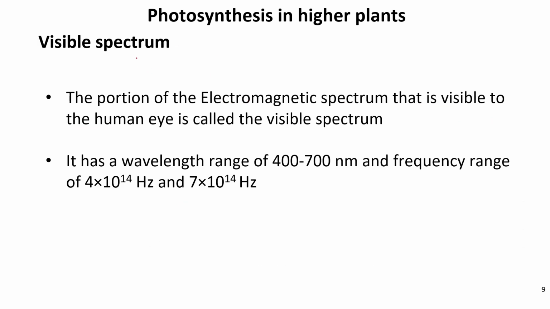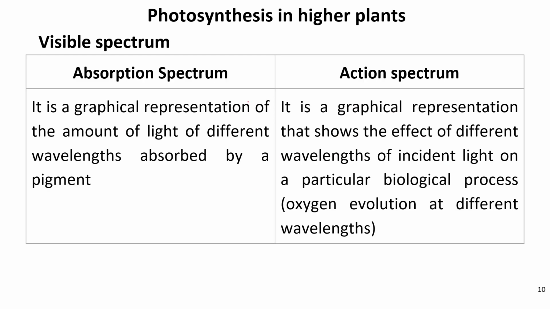Now let's talk about the visible spectrum. So how can it be defined? The portion of the electromagnetic spectrum that is visible to the human eye is called the visible spectrum. This visible spectrum has a wavelength range of 400 to 700 nanometer. Alright, this you have to remember. And a frequency range from 4 × 10^14 hertz to 7 × 10^14 hertz.